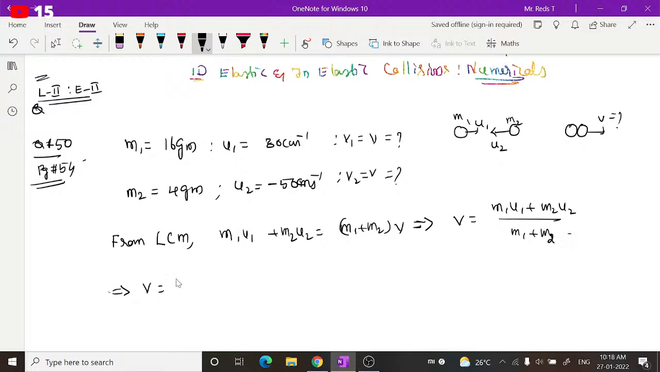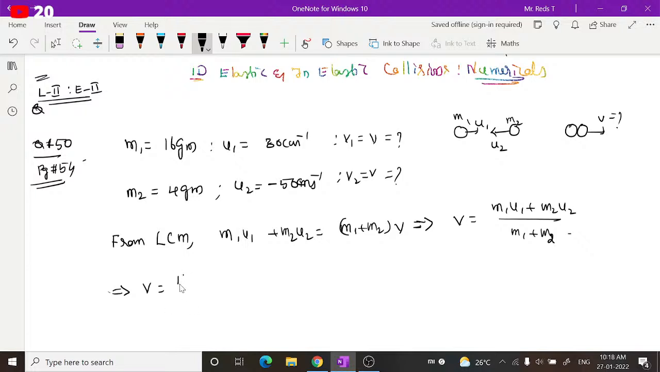Here, if you substitute the values, all are given in the CGS system only. So try to substitute all in the CGS system and find the final answer in CGS system. If the final answer is in CGS system, you can keep it as it is. Otherwise, at the end, you can convert into SI system if the final answer is required in SI system. Okay, so let's go ahead now.